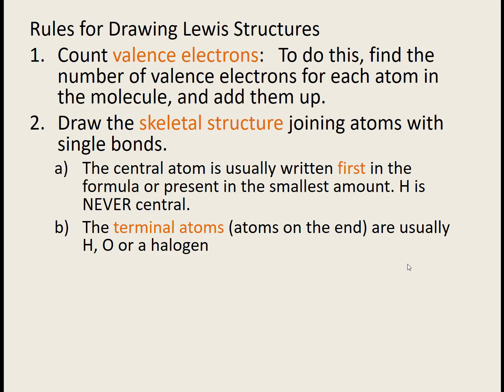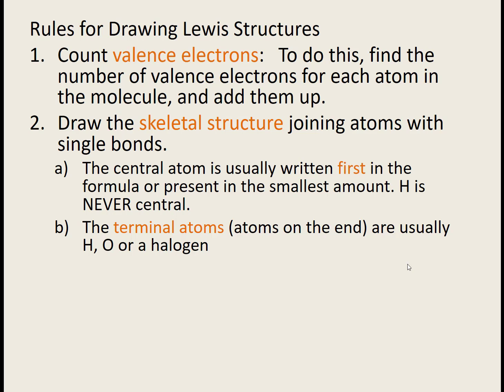There are rules for drawing Lewis structures. These are found at the beginning of the packet, so you should not have to take notes on this. It's already done for you, the first or second page of your packet. But here's your rules. So count the valence electrons. So when you draw these dot diagrams, every valence electron needs to be present and accounted for. You can draw the skeletal structure to connect them with bonds.